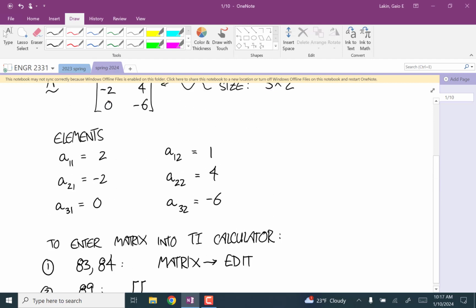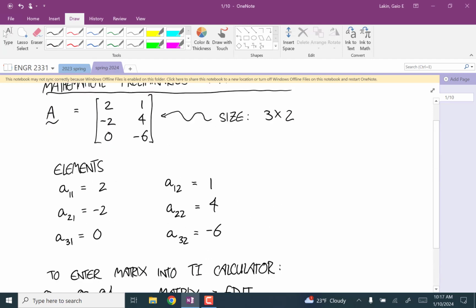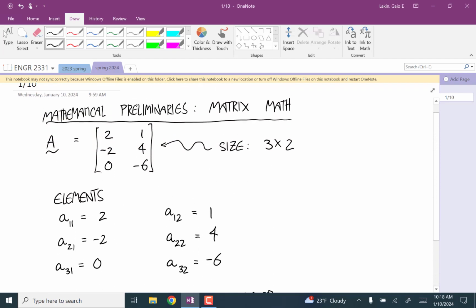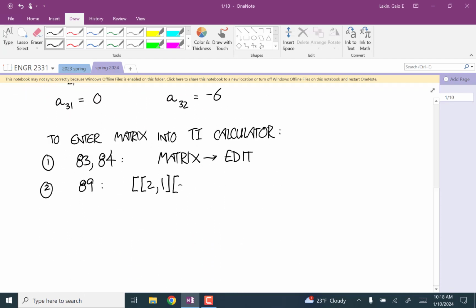You would go, okay, the first row is 2, 1. So you go 2, 1, and then end the first row. Okay. Then the second row is -2, 4. Then end the second row. And then the third row is 0, -6. Now that we're done with the matrix, give the closing square bracket, and that'll do it.